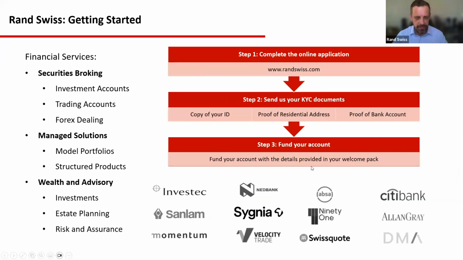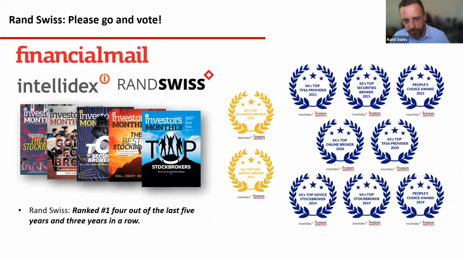Very simple. Finally, just some of the awards we've got. Rand Swiss, you see at the bottom, we've been ranked the best broker 4 out of the last 5 years. So it was 2019. I think we got 2020 as well. Then, no, I'm lying. I think 2020 we came second. In 2021, first again, 2022 first, 2023 first.